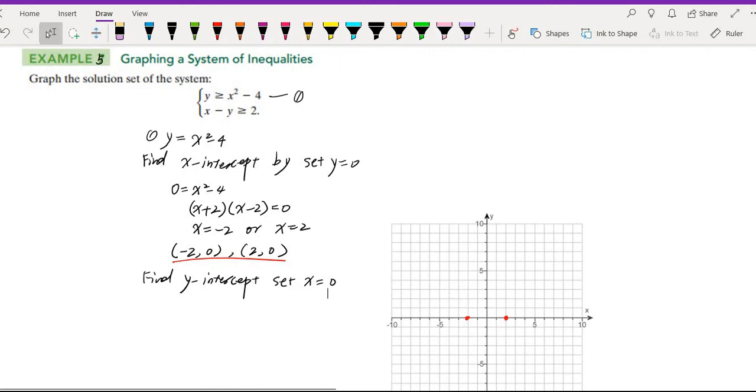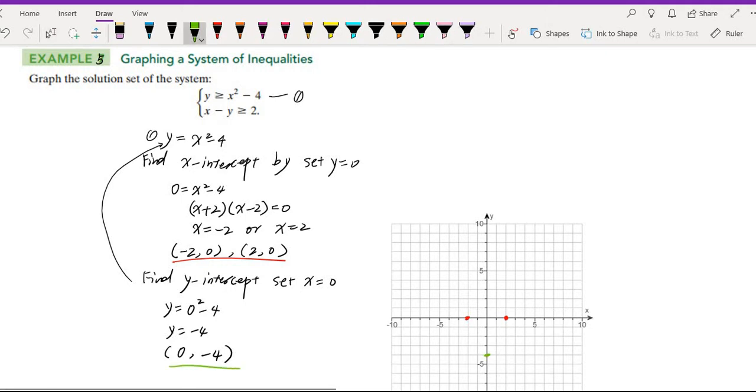So that means I can write this as y equal to 0 squared, or just do the substitution. That will be y equal to 0 squared minus 4. In this case, that will be y equal to negative 4. The y-intercept is (0, -4). So let's go ahead and find that. That will be (0, -4), which is right here.